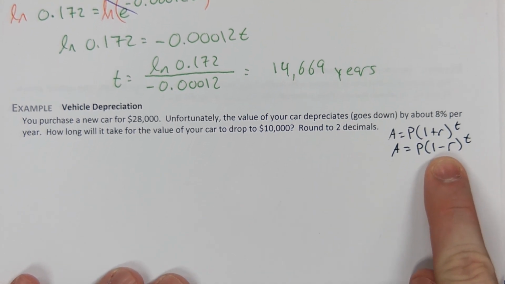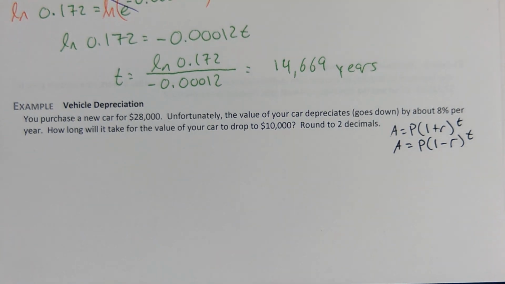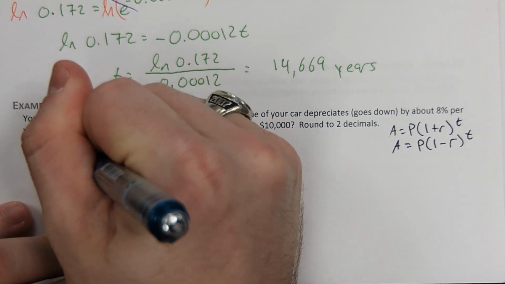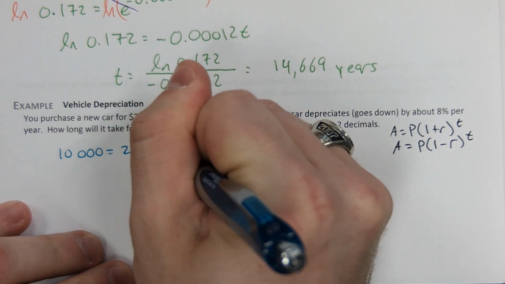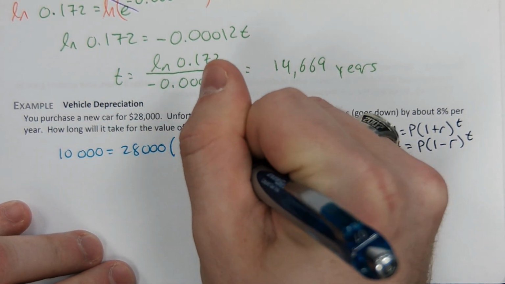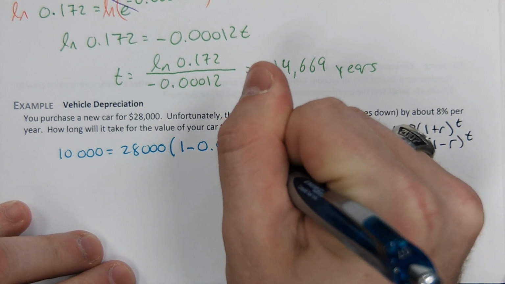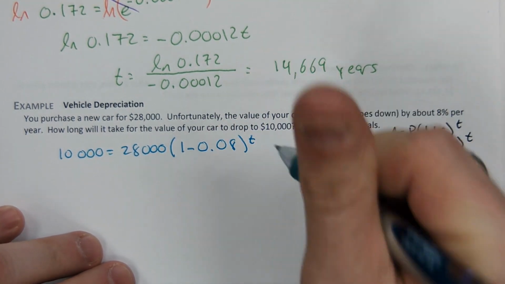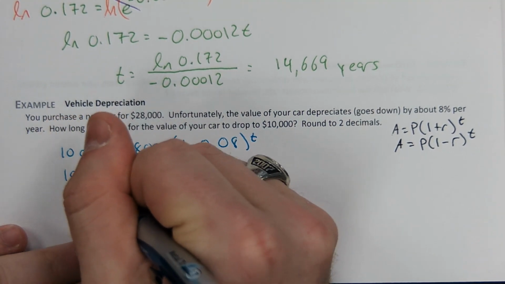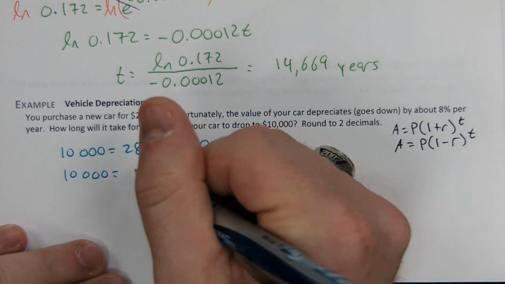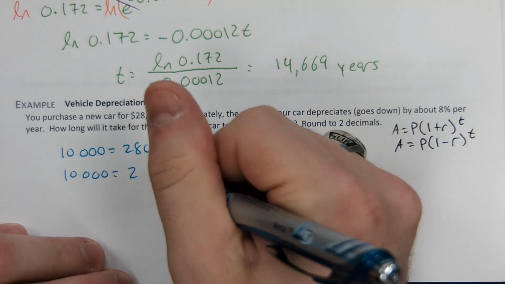Depreciates. So we're ending with 10,000. Started with 28,000, 1 minus 8% or 0.08, raised to the t. And we're just trying to get t all alone. I'm just going to subtract real quick. 1 minus 0.08 is 0.92.